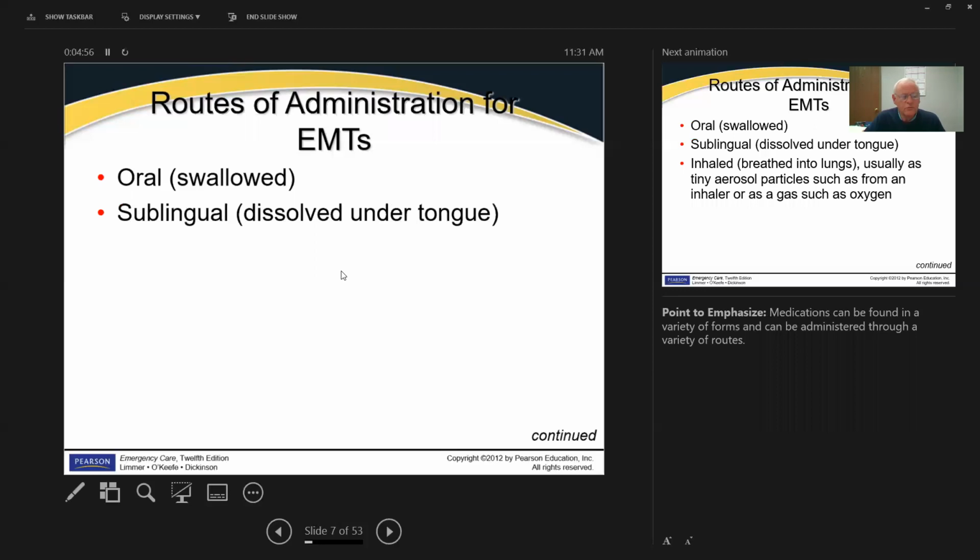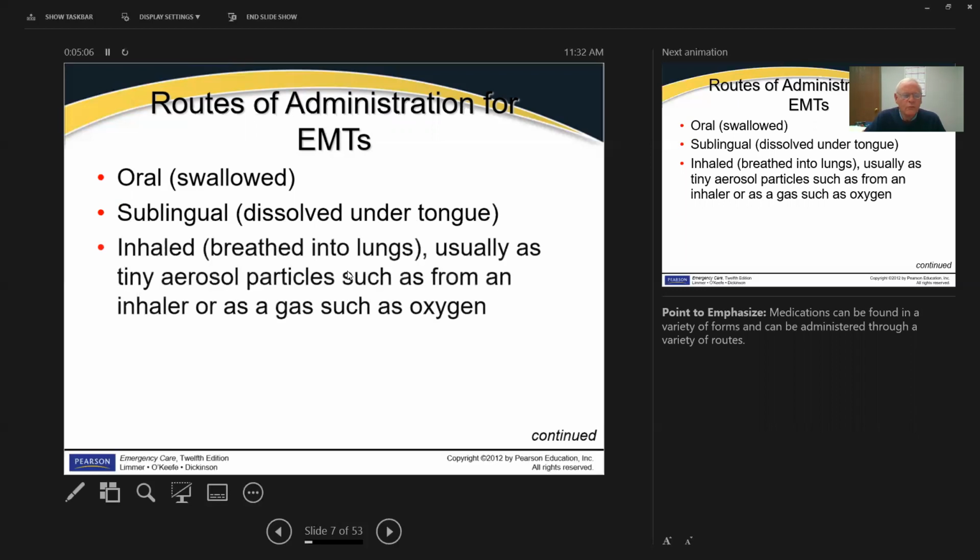In the case of nitroglycerin, for example, or some glucose, we can give it under the tongue, and that's called sublingual. Sublingual, so it's dissolved under the tongue. We have medications that we can administer through a metered dose inhaler or a nebulizer. We'll talk about those. And they're breathed into the lungs, okay? And as we mentioned before, Narcan is intranasal, where we squirt some fluid in there.